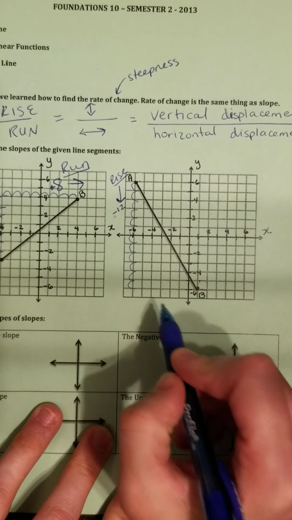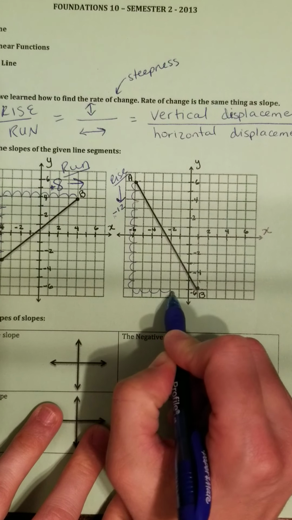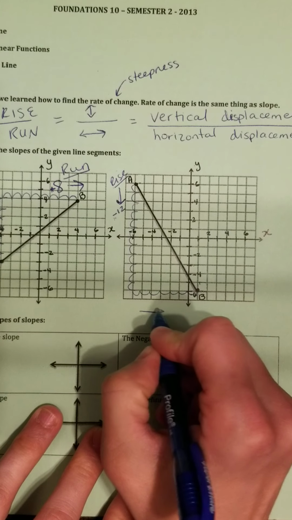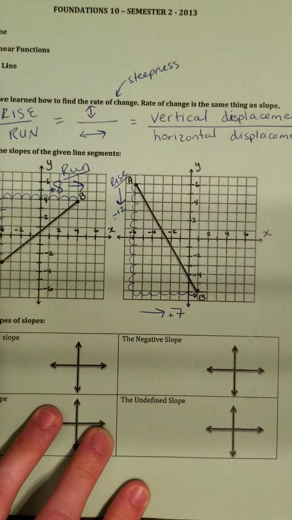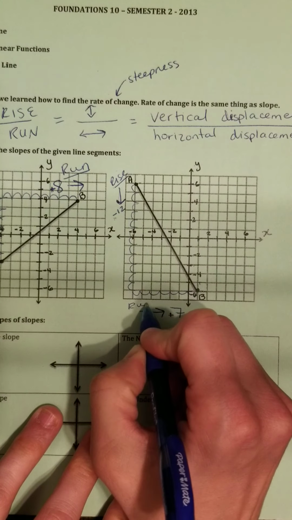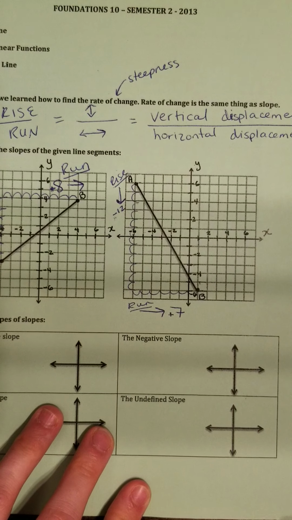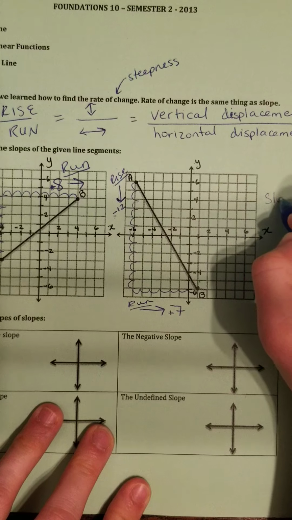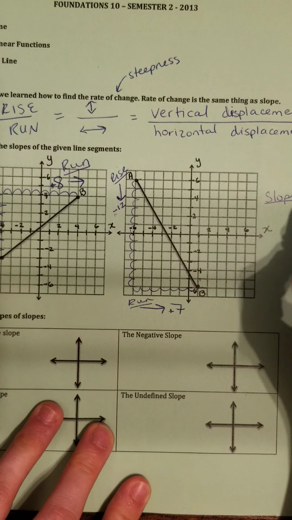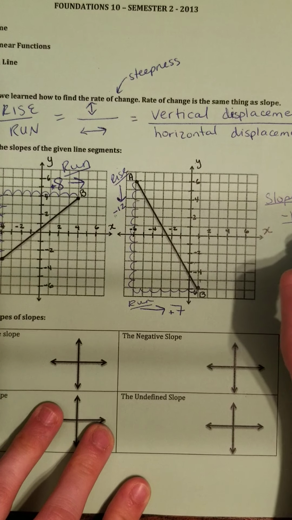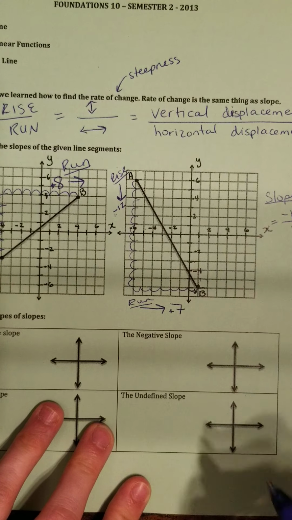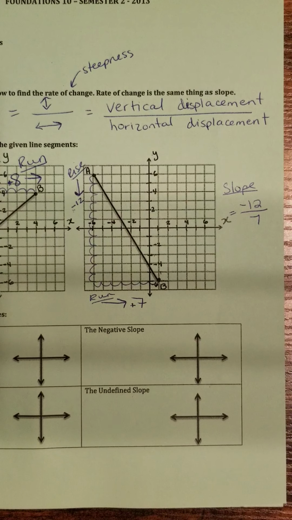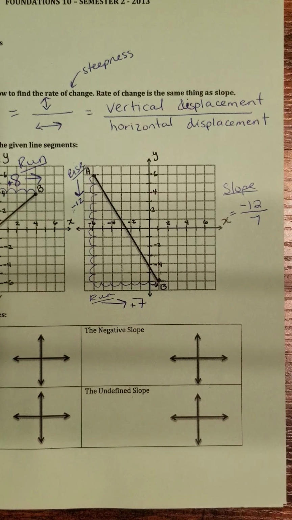So it's negative 12 over 1, 2, 3, 4, 5, 6, 7. I went to the right 7. Going to the right means positive. So my run is positive 7. So if I do my slope and I do my rise on top, my rise is negative 12 and my run is positive 7. And there you go. You can't reduce that fraction at all, but if you could reduce it, I want you to always reduce it.